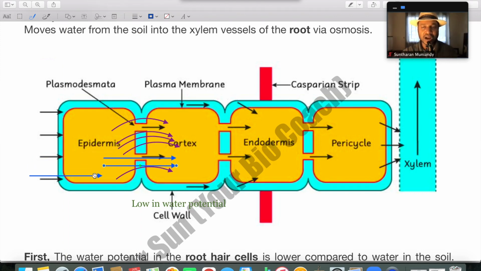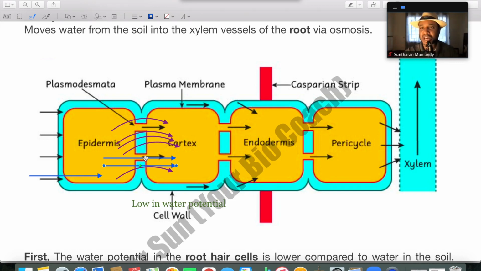Now remember, you need to know something very important. Water moves from one type of tissue to another type of tissue. There are two pathways that the water can take in order to move from one tissue to another tissue.